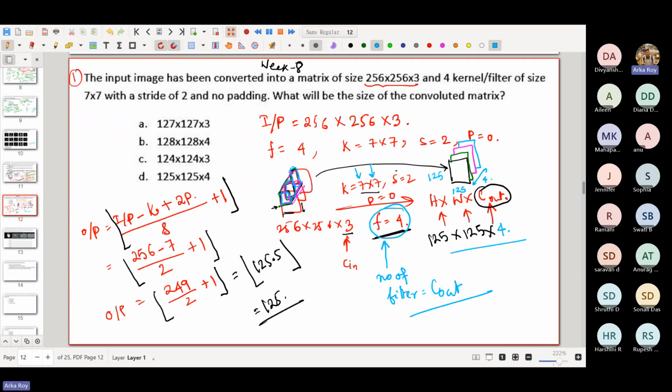And this is the interpretation. Every time you do the convolution operation, you get a feature map over here. So you have 4 different filters of size 7 by 7. For all the 4 filters, you get the first output, the second output, the third one, and the fourth one. This way, your output dimension is 125 cross 125 cross 4. So option D is the correct option.